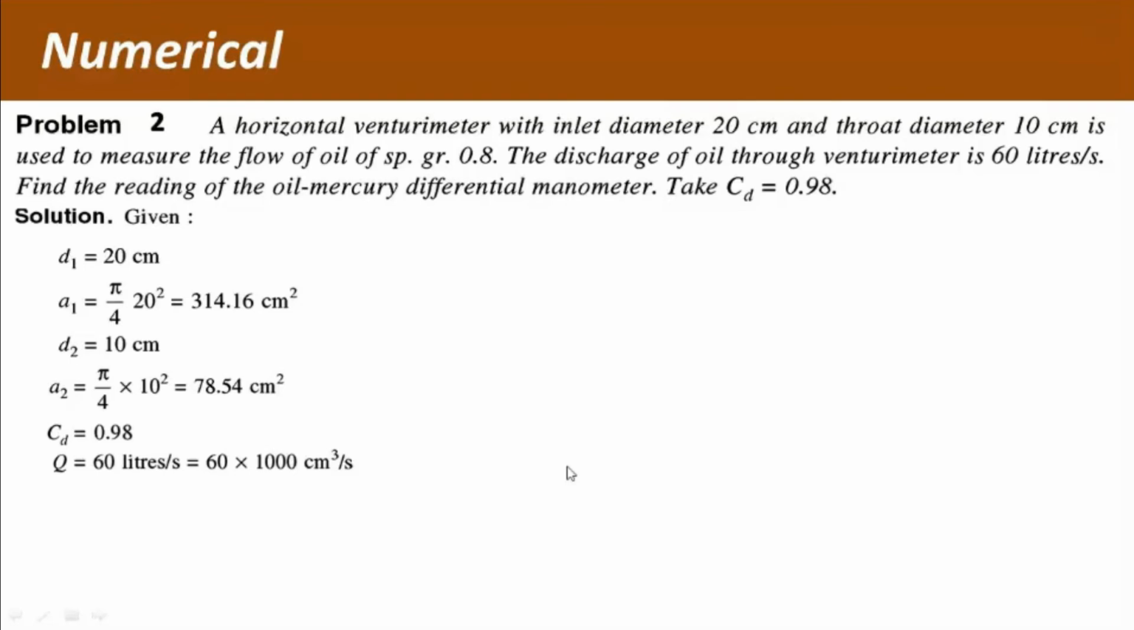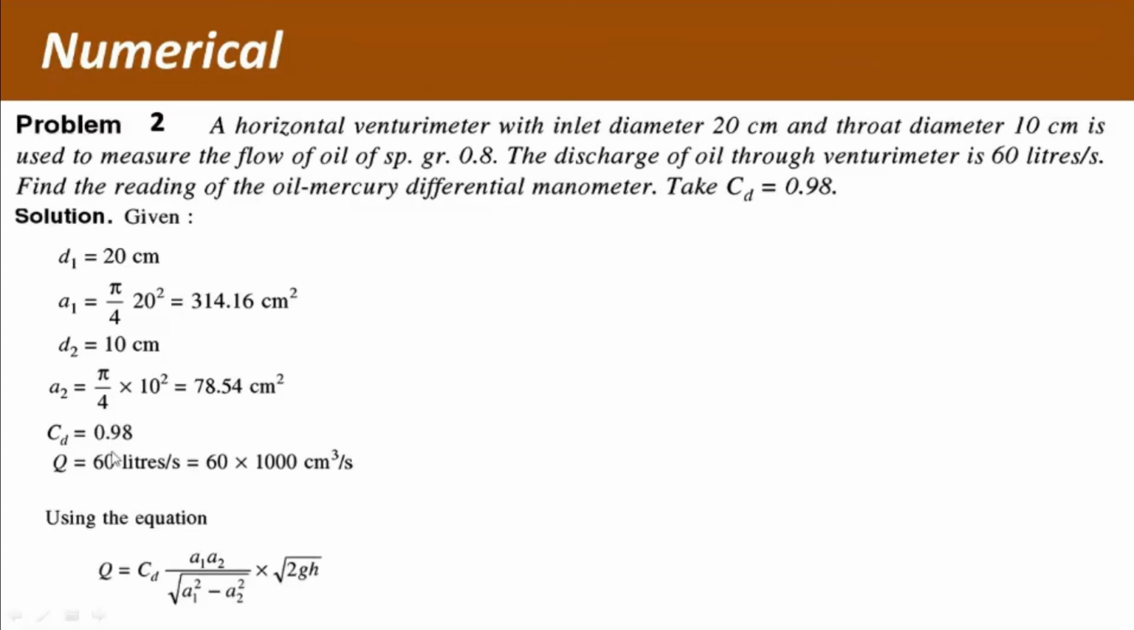Okay, so we'll see the problem. D1 is 20 centimeter, so A1 is pi by 4 into 20 square. Again, the calculation is in centimeters, so 314.16 centimeter square. Then D2 is 10 centimeter, so A2 is pi by 4 into 10 square, so it is 78.54 centimeter square. Now since you are calculating in centimeters, you have to take the discharge also in centimeter cube per second. So it is 60 into 1000, that is 60,000 centimeter cube per second, and CD is 0.98.